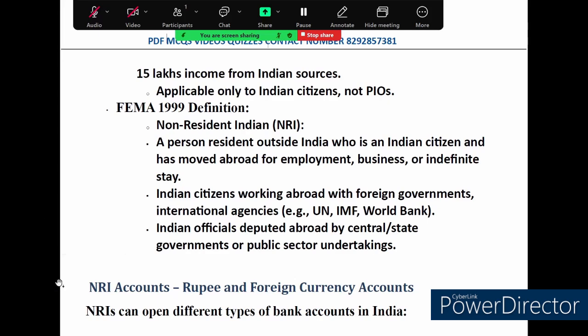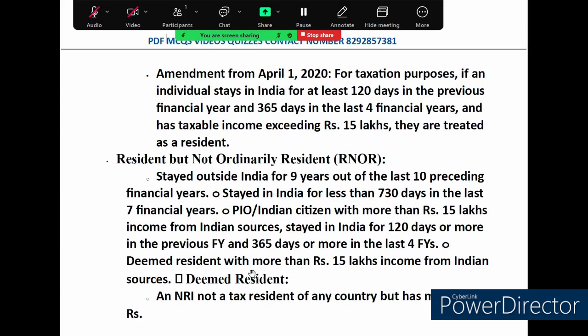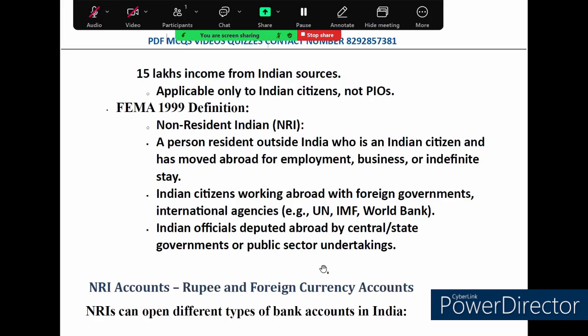What are the two conditions? The first condition is that they are not a tax resident of any other country and their income in India exceeds 15 lakh. So such deemed residents should pay fair taxes, even if they don't live in India full time.